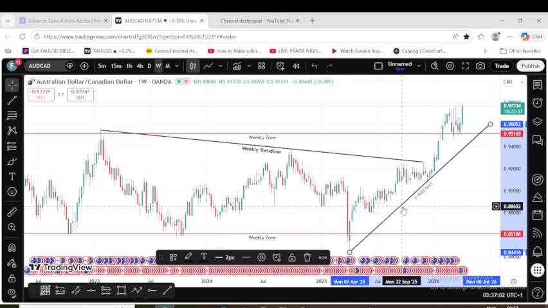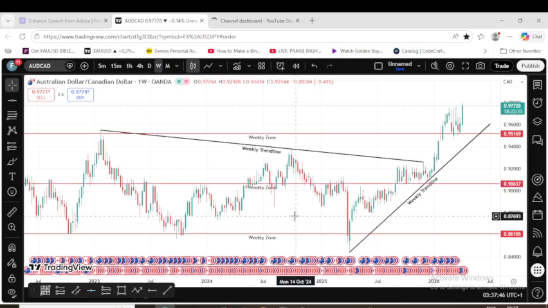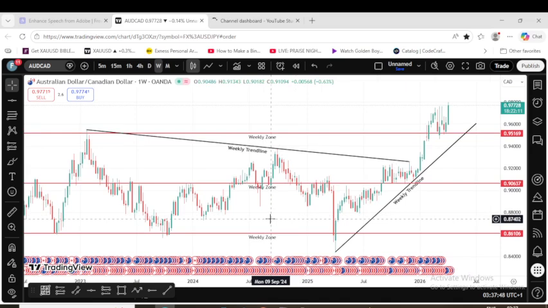We have support to resistance. We have resistance to support to resistance at this level. So we have a zone here. We have another weekly zone here. Okay, so now we've identified our zones and any potential trend lines.